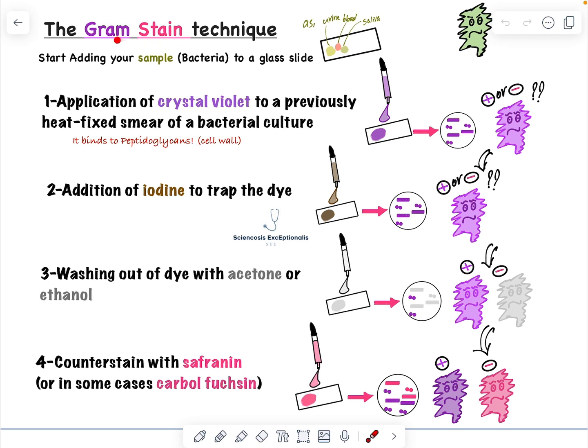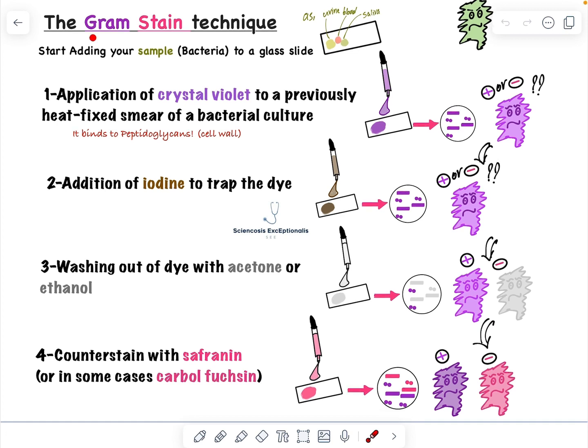The gram stain is the most widely used staining method in microbiology, and it is a differential stain because it divides the bacteria into gram positive and gram negative. What are the steps of gram stain? Start by adding your sample, and the sample may be urine, blood, saliva, cerebrospinal fluid, or any other sample that contains bacteria, to a glass slide.